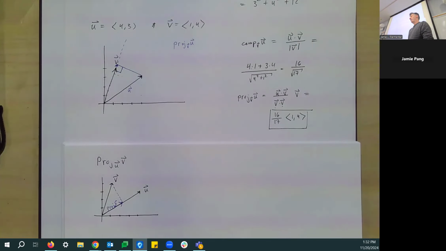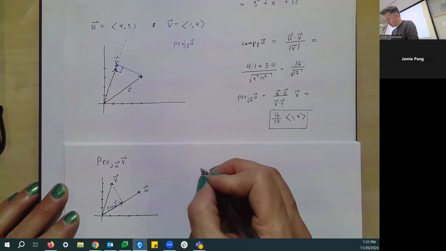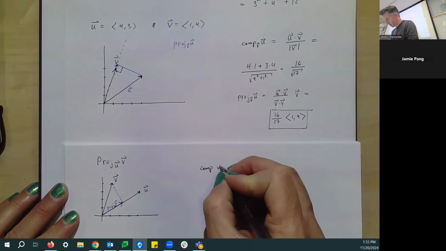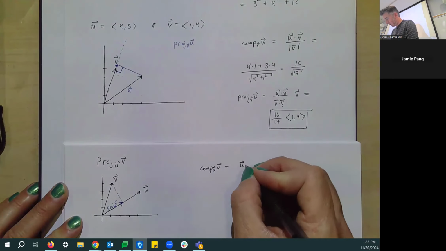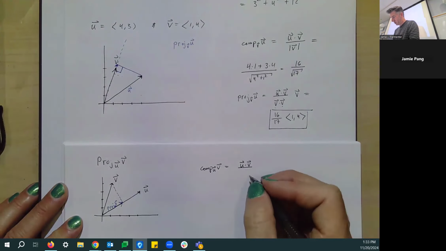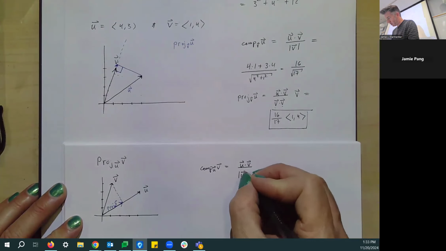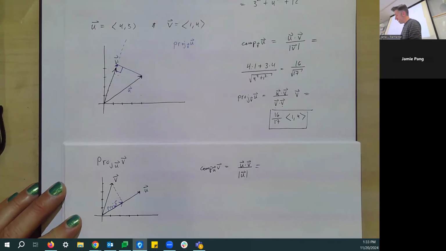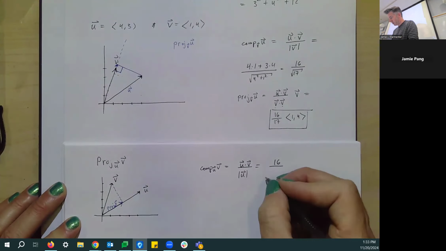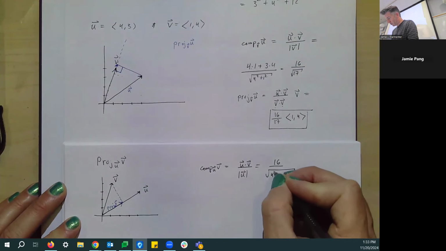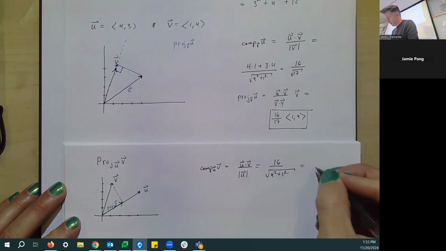Okay. I personally just like finding the whole thing, but I guess sometimes we do get asked to find the component. So let's find the component first. The component of V onto U, again, is the dot product, U dot V, but now there should be more U's. So it's over the magnitude of U. The dot product of U dot V hasn't changed. It's still 16. The magnitude of U is the square root of 4 squared plus 3 squared, which is 5.